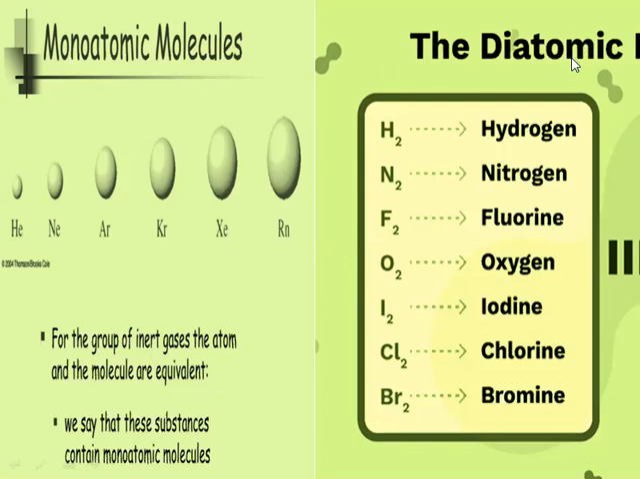The diatomic molecules include hydrogen, nitrogen, fluorine, oxygen, iodine, chlorine, bromine, represented by H2, N2, F2, O2, I2, Cl2, Br2 respectively.